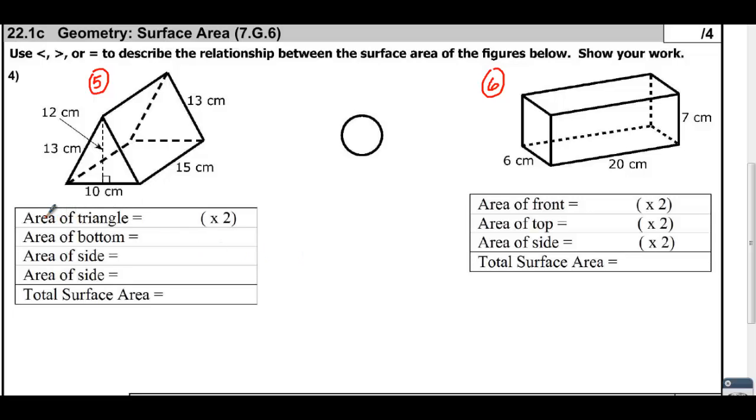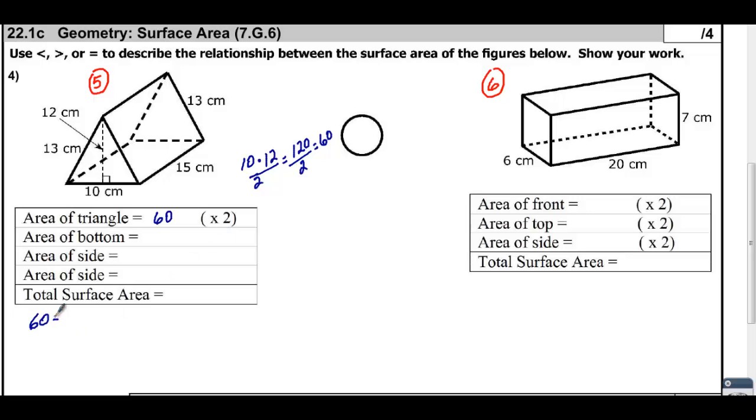For a triangular prism, the area of the triangle at the end will be doubled. So when we get this triangle at the end, we're going to double that. We get the triangle by using the formula base times height divided by 2. In this case, the base is 10, and the height is the 12. You don't want to get confused by the 13 on the edge. The height is the 12. So 10 times 12 divided by 2, which is 120 divided by 2, which is 60. So the area of the triangle is going to be 60, and you'll have that twice.